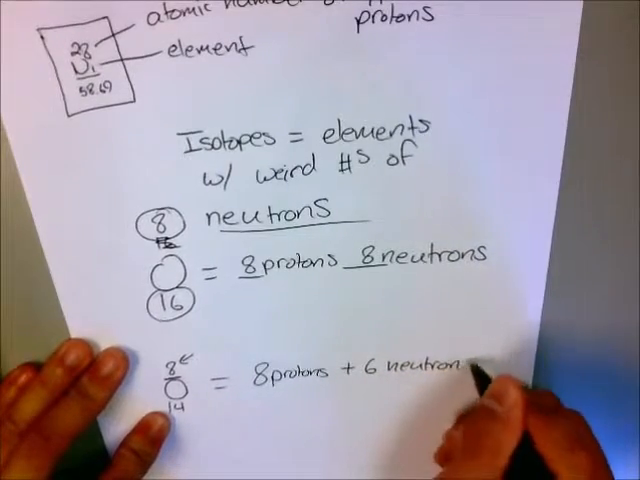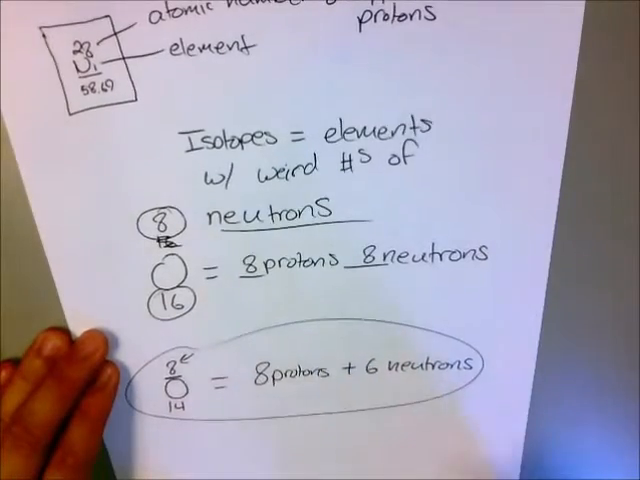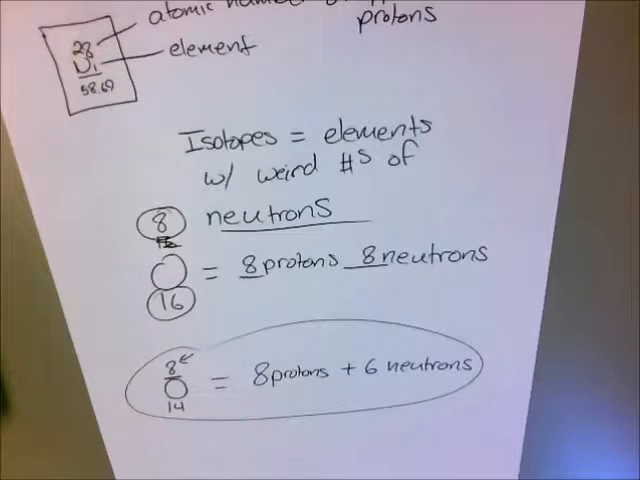This is a weird number of neutrons. Therefore, this is not a regular oxygen. This is what's called an isotope. Okay, so isotopes have weird numbers of neutrons. Anyway, that's how to kind of read these things.